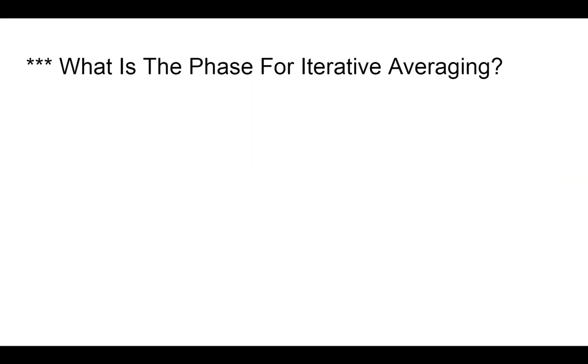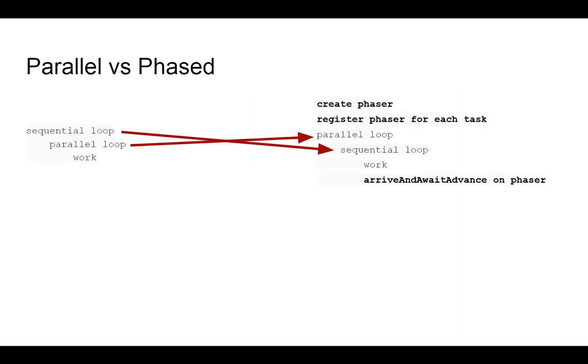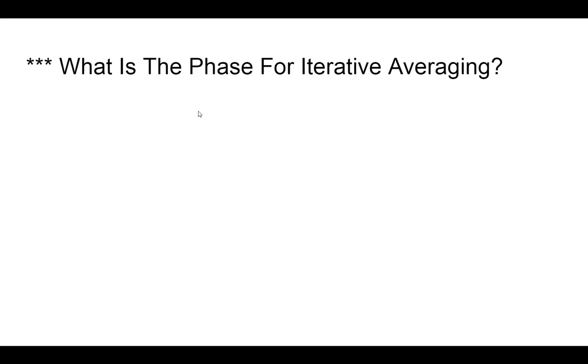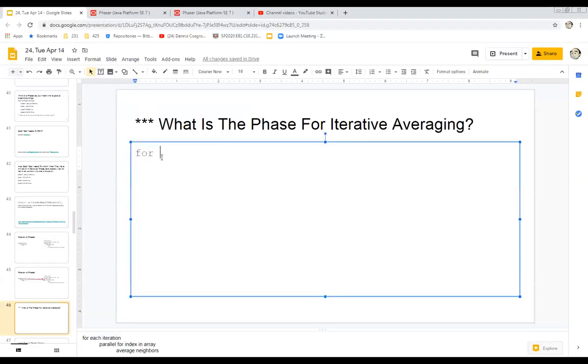Now my question for you is, what is the phase for iterative averaging? I'll pause if you want to take a moment to think about what the phase is in this situation, if you think of what iterative averaging is like. So we're back, and I'll type this out really quickly. If you think about it, there's a loop for each iteration of iterative averaging, right? And there's another one which is for each index in the array. Now we obviously don't have to do the 0th one and the last one, but in the array, we're going to average with both neighbors.